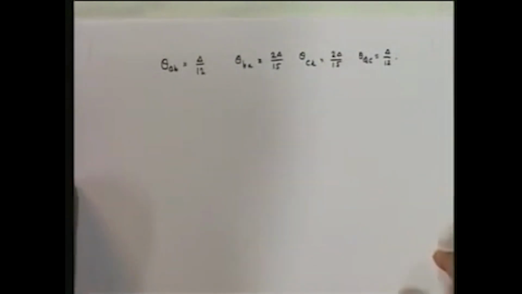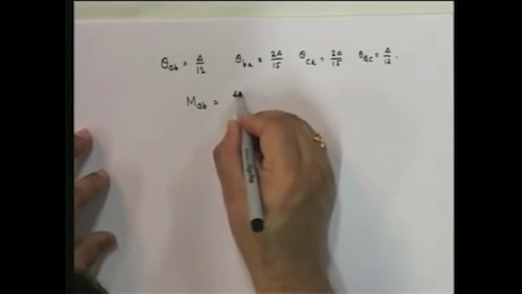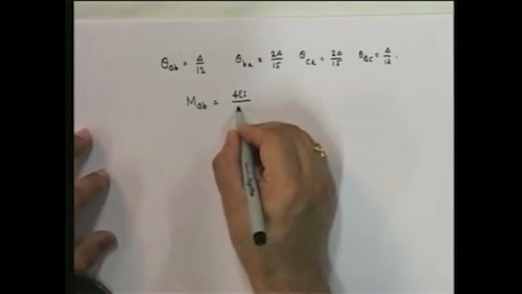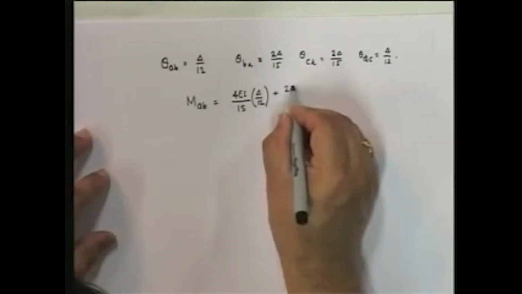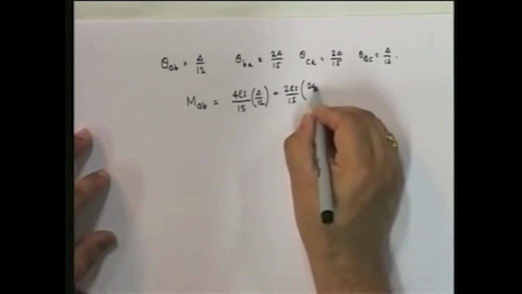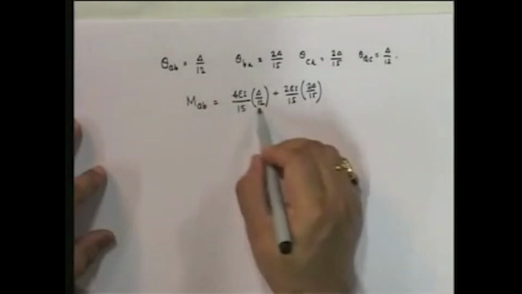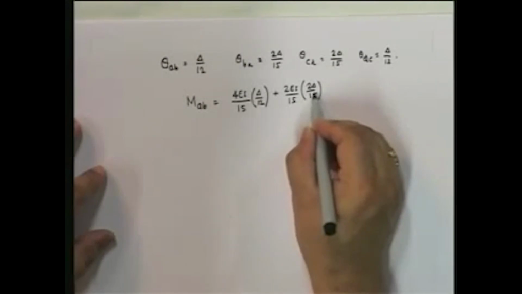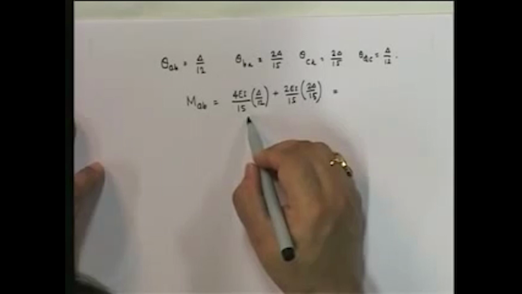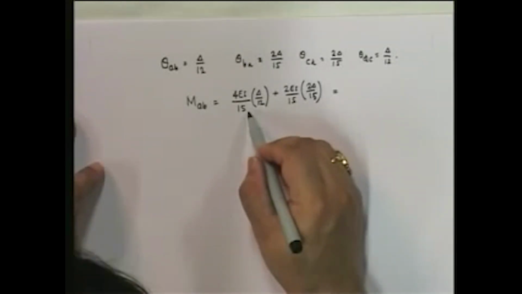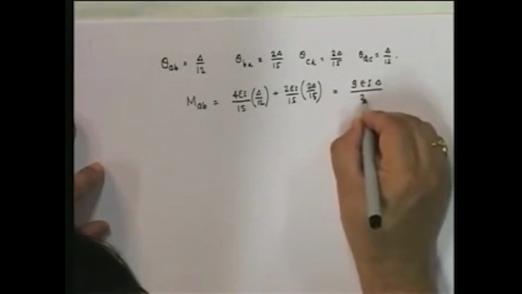So what is my MAB? All my fixed end moments are 0. So what is MAB equal to? MAB is equal to 4 EI, and AB's length is 15, times delta by 12, plus 2 EI by 15 into 2 delta by 15. Okay, so if you look at this, what does this become? This becomes 1/3, so this is EI upon 45. So 5 plus 9, so this is going to be 9 EI delta upon 225.